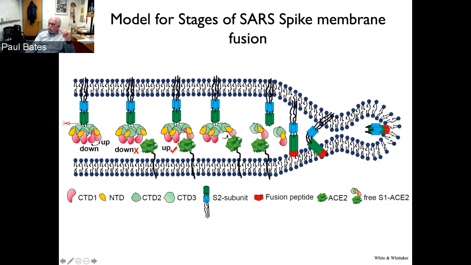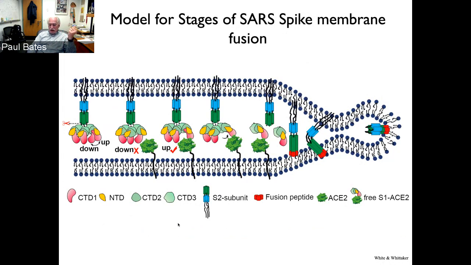And then you have refolding of the viral glycoproteins to finally accomplish membrane fusion here. So refolding to bring the membranes together and then finally to fuse the membranes. So this is in many ways similar to what we know about all other class 1 viral proteins, but there are a number of different wrinkles involved in the process here.